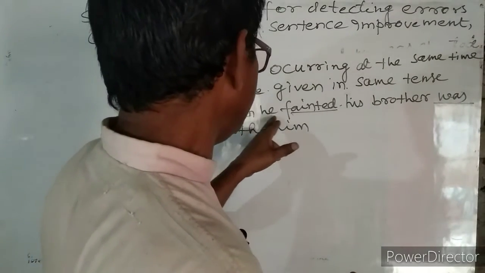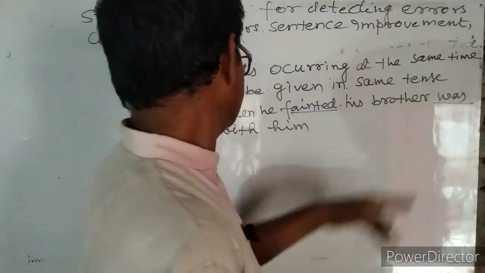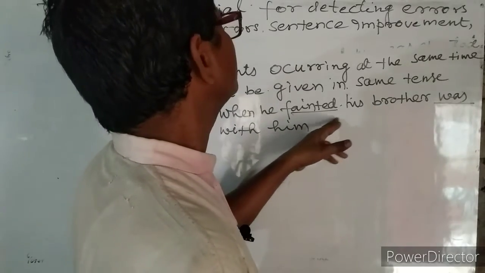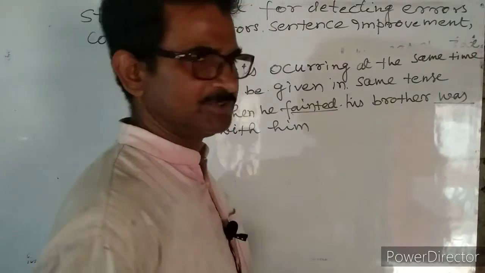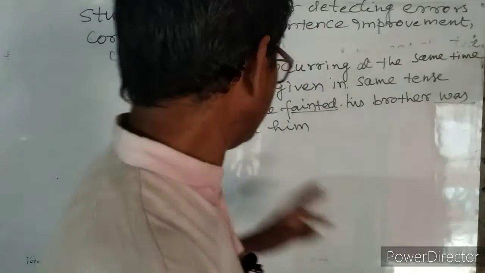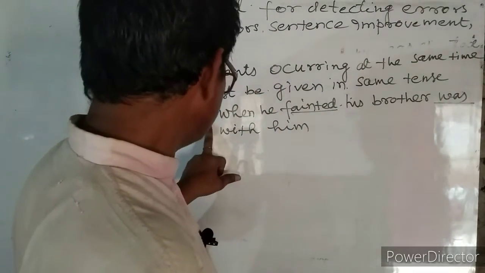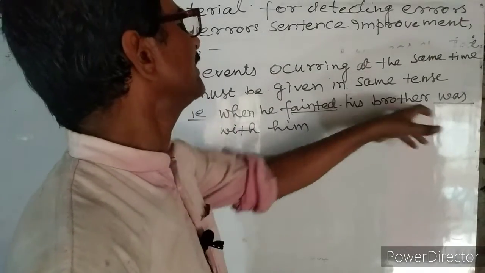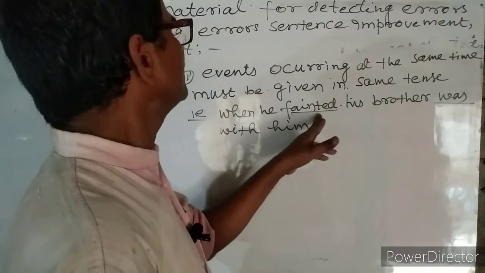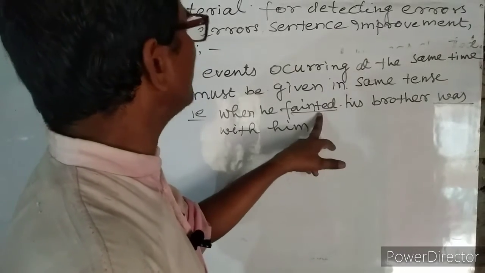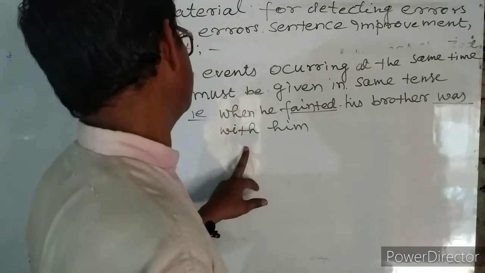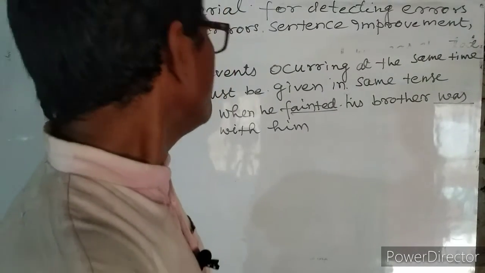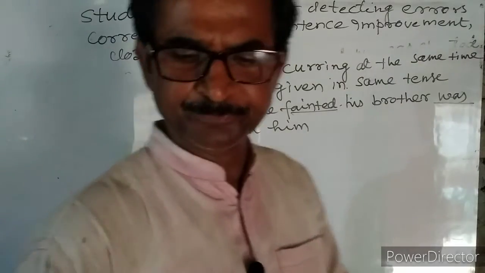If you write here when he fainted, his brother is with him, or when he faint, his brother was with him, both sentences will be wrong. So according to the given rules, it should be as I have written here: when he fainted, his brother was with him, because the principal clause is in past form and the subordinate clause will be in the past form. Events occurring at the same time must be given in the same tense.